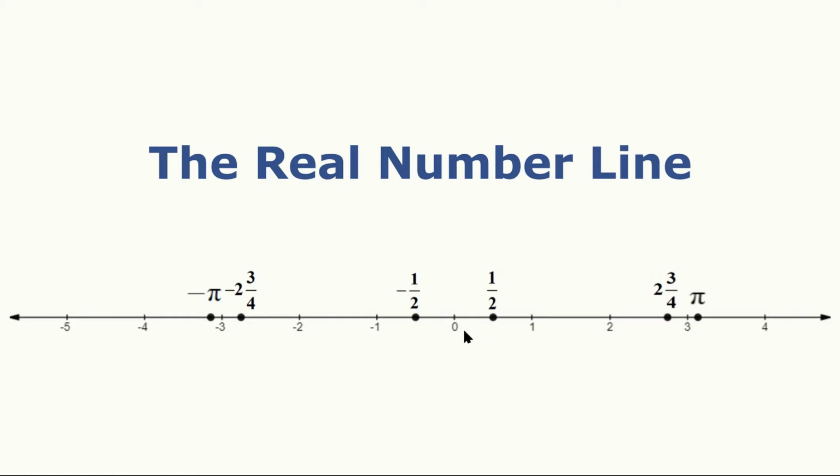Here's a quick proof of how you can have infinitely many numbers between 0 and 1, right? You can pick the number halfway between them right there, and then you can pick the number halfway between 0 and that number, that'll be a quarter. Pick the number halfway between 0 and a quarter, that'll be 1/8, and then between 0 and 1/8, that's 1/16.